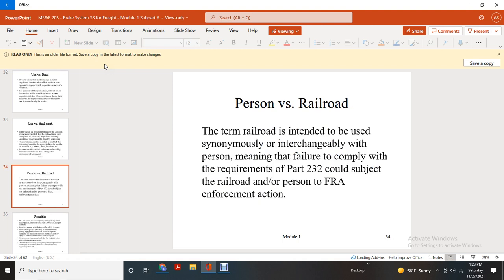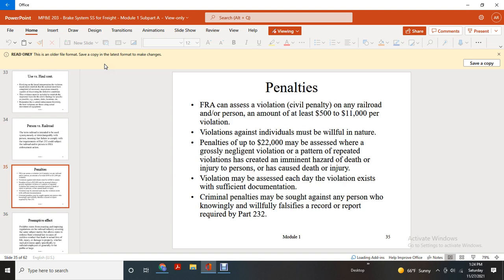Person versus railroad. The term railroad is intended to be assignment and slightly interchangeable. The person, meaning a failure to comply with the requirement in Part 238.2, could subject the railroad or person to FRA enforcement action and penalties. FRA can assess a civil penalty of the railroad or any other person in an amount of at least $500 to $11,000 per violation.